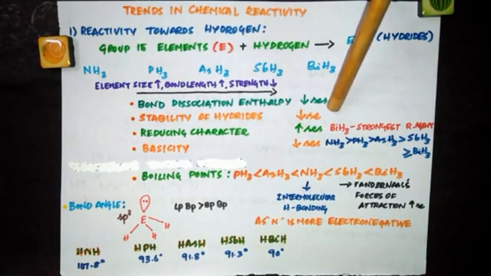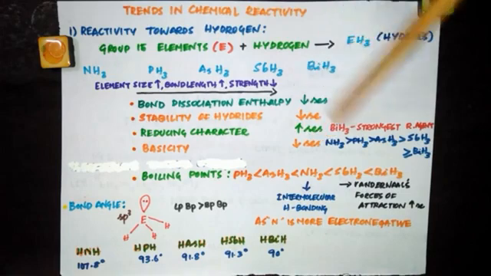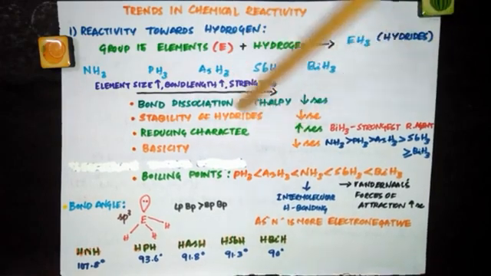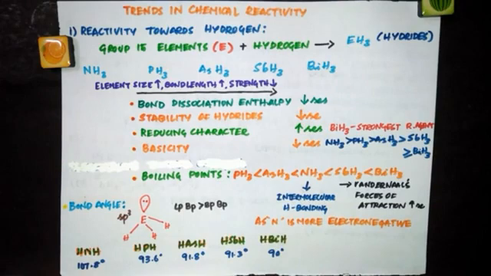That will also decrease. And reducing character. What is reducing character? Tendency to release hydrogen. As the stability decreases, the tendency to release hydrogen increases. Because when you say stability decreases, it means you can easily break it down. When you can easily break that bond, hydrogen will come out easily. So when hydrogen is coming out easily, we say it has reducing character. So when hydrogen is coming out easily along the group, we say the reducing character increases.